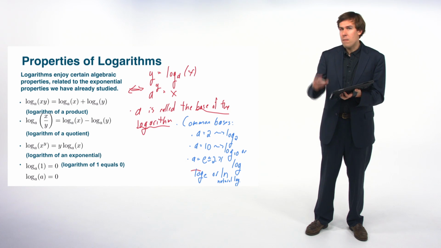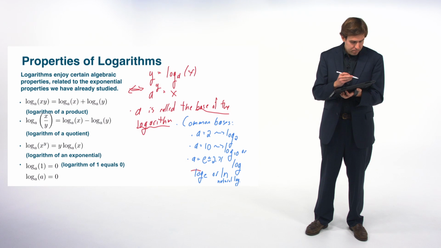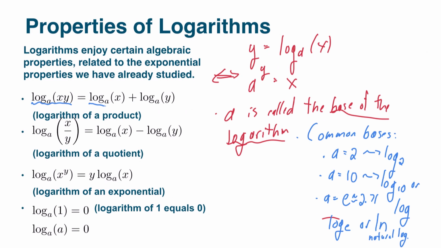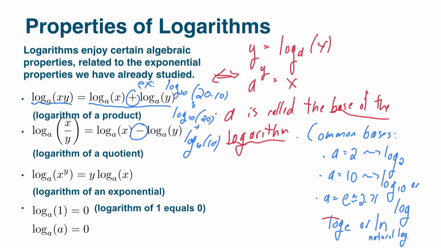Okay, so let's look at the formula. They're very related to the exponential formulas. Here it says, okay, if I have a product of things that I'm taking the log of, it splits as a sum outside. So, for example, log base 10 of 20 times 10 is equal to log base 10 of 20 plus log base 10 of 10. If I have a quotient here instead of a product, it works the same way, except I have a subtraction sign, and here I have an addition sign.